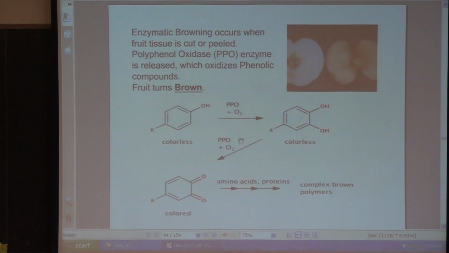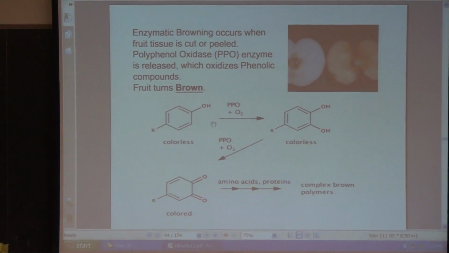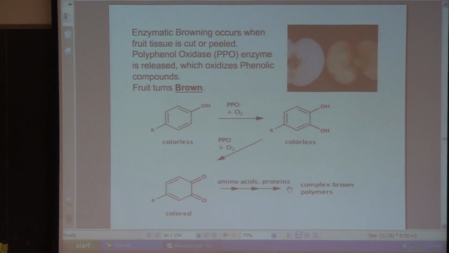This compound reacts with more of the enzyme in the presence of oxygen, and that produces what is called a quinone compound. This quinone compound is a colored compound, and then it can react with amino acids and proteins in the fruit, and this produces complex brown polymers. These quinones and brown polymers produce the brown color in the fruit. So what you want to do today is prevent this reaction from occurring, either this reaction or the second reaction or the third reaction.